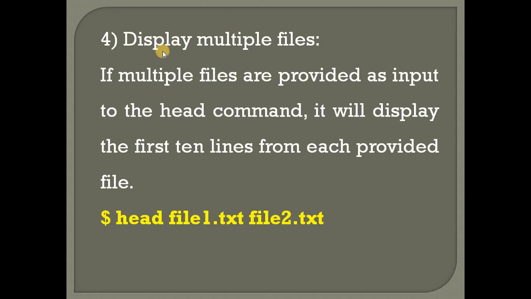Next option is display multiple files. If multiple files are provided as input to the head command, it will display the first 10 lines of each file provided. So now in this given example, first it will display the 10 lines of file1.txt and then it will display 10 lines of file2.txt. So this is all about the head command. I hope you have understood this head filter with all the options.